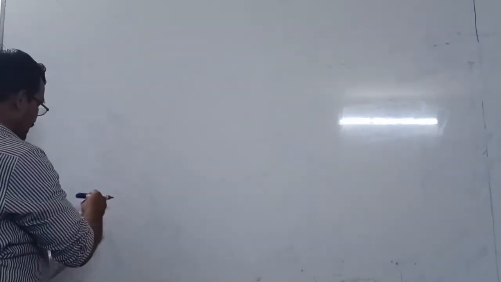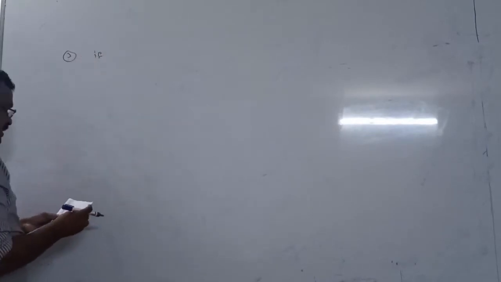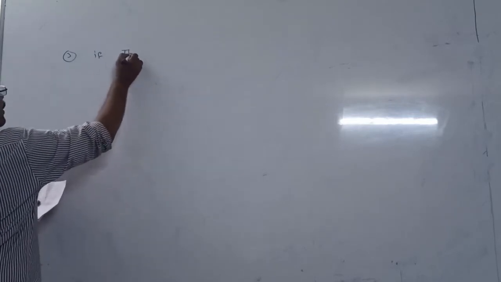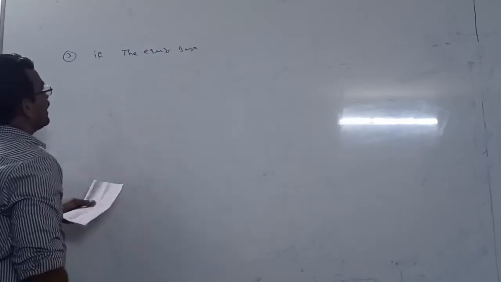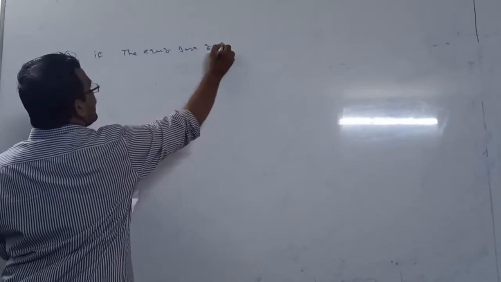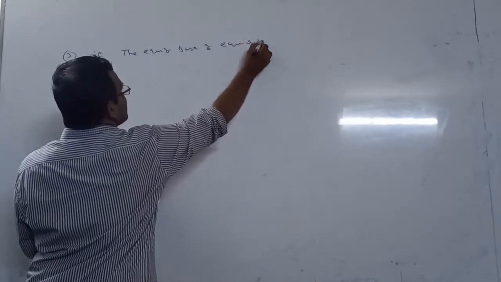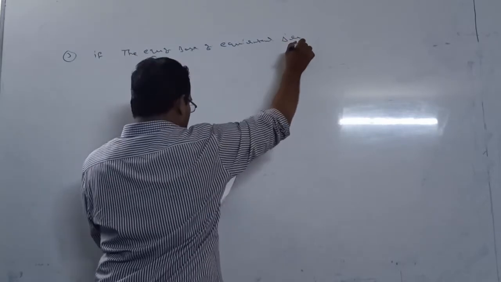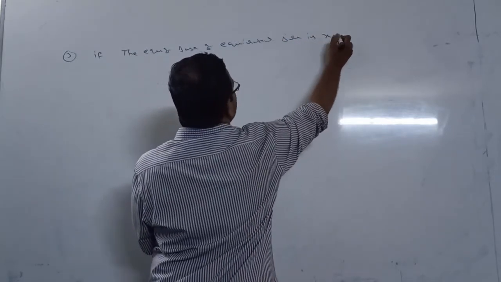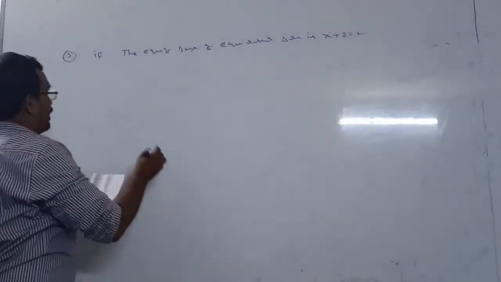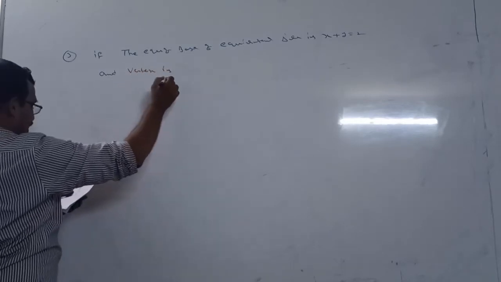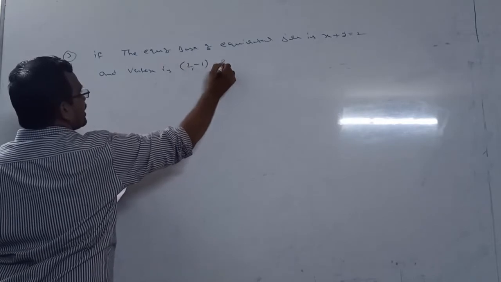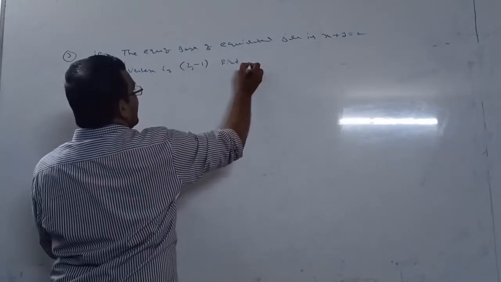Next, some more questions. If the equation of the base of an equilateral triangle is x plus y equal to 2 and the vertex is 2 comma minus 1, find the area of the triangle.